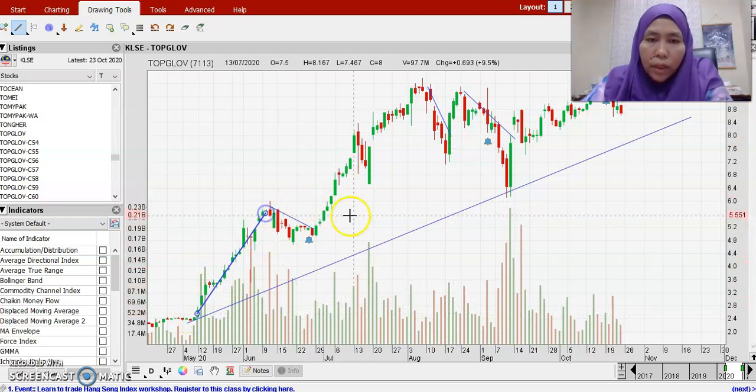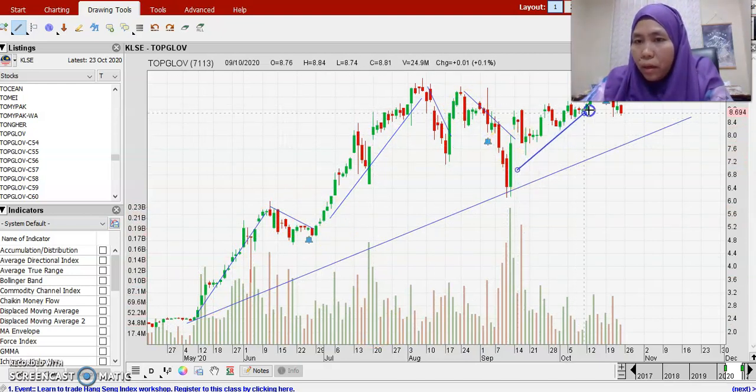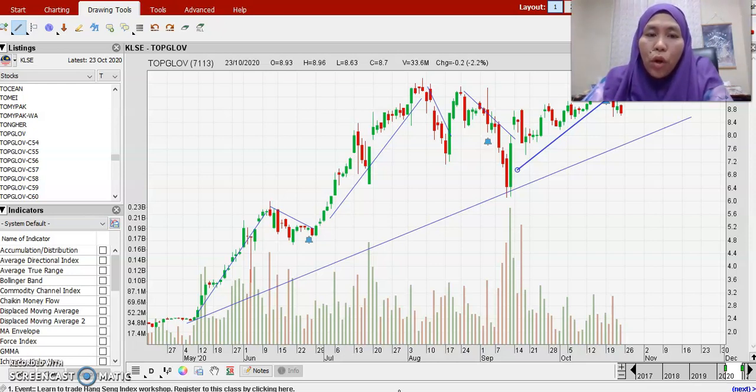If I draw this, then you can relate it with the Elliott wave. You can see wave 1, 2, 3, 4 and 5. So I hope after this you can try by yourself: choose any stock from the stock market and then try to draw the trend line. Identify whether it's a downtrend, uptrend, or sideways.